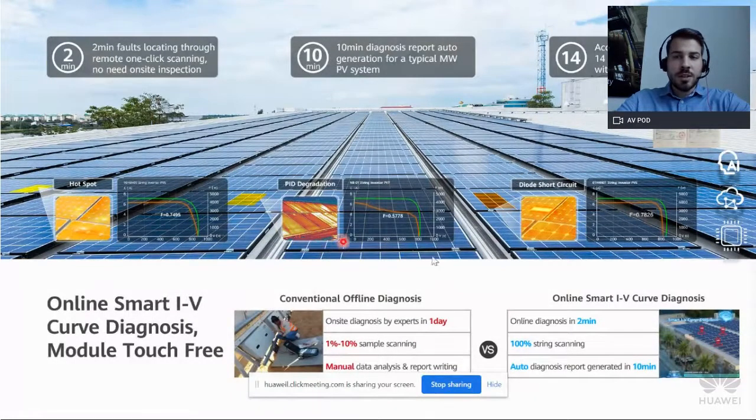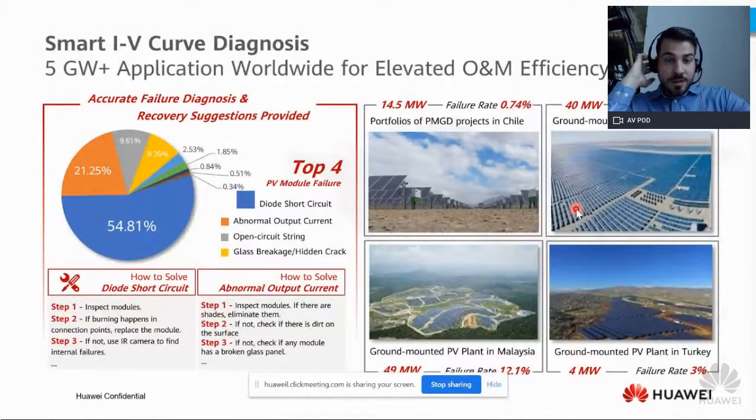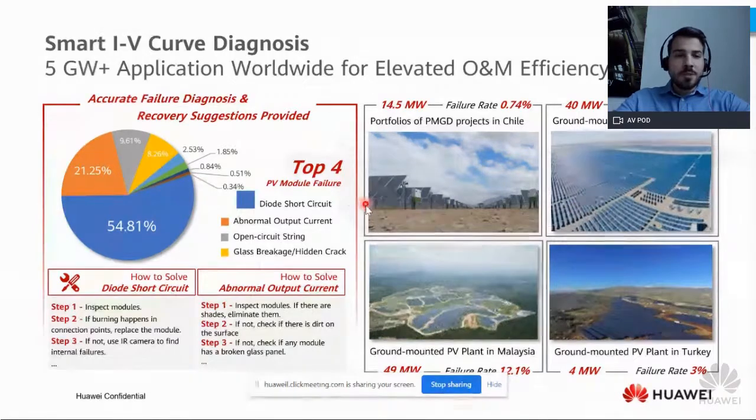This system is also certified by TÜV, and we have the certification that we can diagnose 14 types of module failures. So it is very convenient, you don't have to go on site. Just some examples from the world. The Smart IV diagnosis is implemented in more than 5 gigawatts of power plants all around the world. Most of the failures come from diode short circuits. So one of the 3 diodes in the system is short circuited, which causes some abnormal voltage.